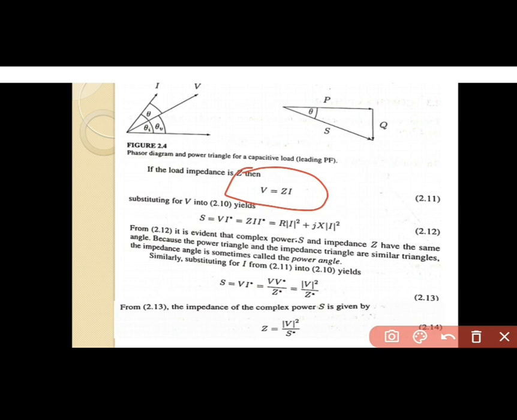The impedance angle is sometimes called the power angle. In the same way, from equations 11 and 10, we can say S is equal to VI star, which is the equation for the apparent power. Now put the value of I over here. I is equal to V by Z, so I star is V star divided by Z star. So the apparent power has the equation V square by Z star, which is equation number 13. Now from equation 2.13, the impedance in terms of complex power is given by Z equal to V square by S star.